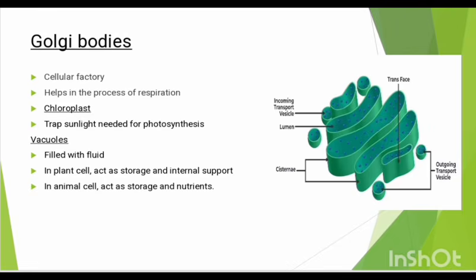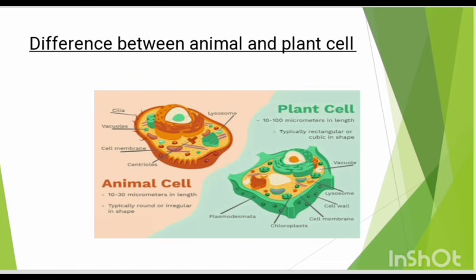Next one is the chloroplast. Basically, chloroplasts are present in the plant cells. They are not present in animal cells because the main function of chloroplast is to trap sunlight that is needed for photosynthesis. Next one is the vacuole. Vacuoles are present in both animal and plant cells, but in plant cells vacuoles are large and in animal cells vacuoles are very small in size. In animals they act as storage for nutrients and water. In plants they act as storage as well as provide internal support to maintain the cell structure.